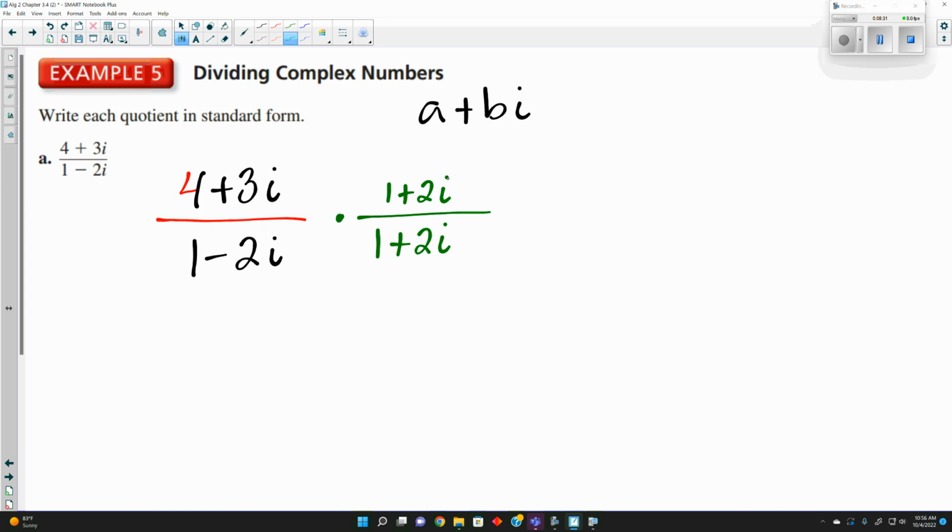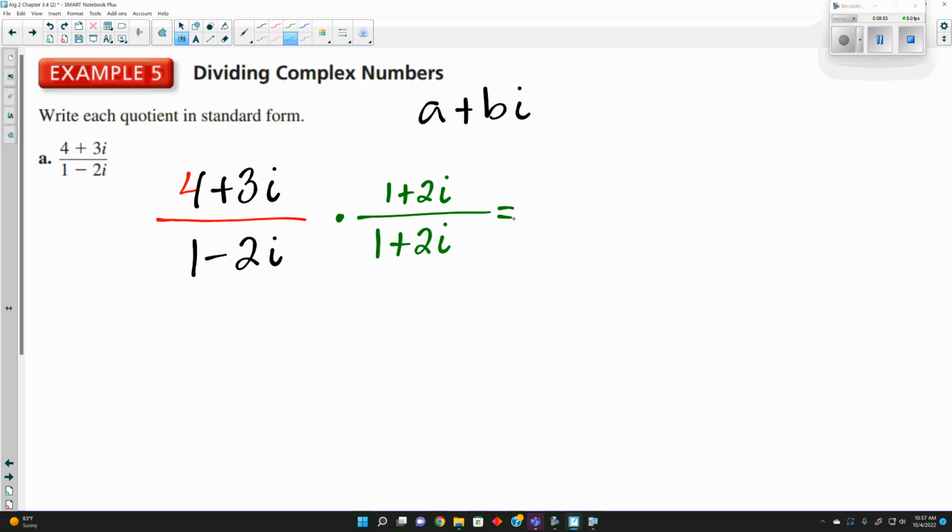Now, what is 1 plus 2i divided by 1 plus 2i? 1. So am I changing the value of this fraction? No, we're just multiplying it by 1. It's a fancy version of 1, but we're not changing its value. We're changing how it looks, but we're not actually changing the fraction itself.